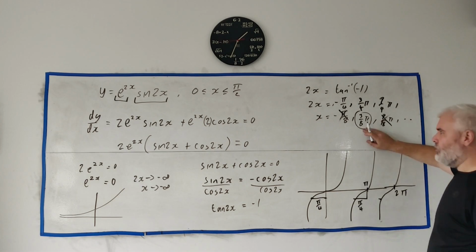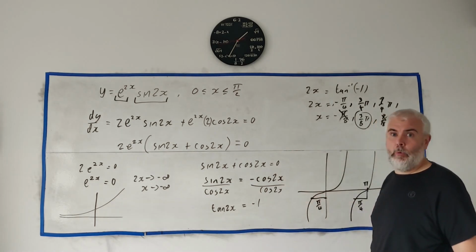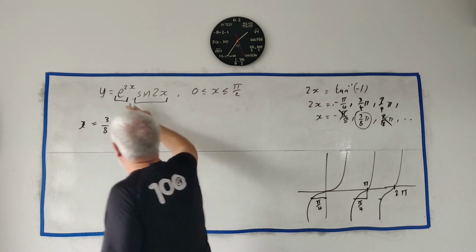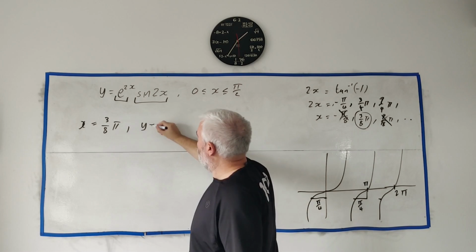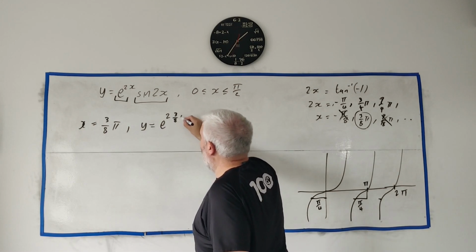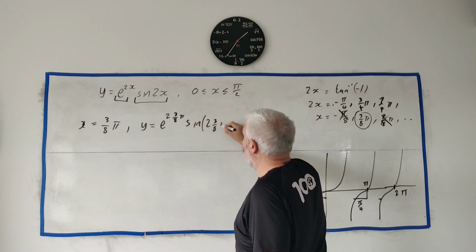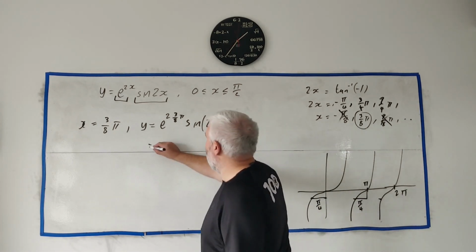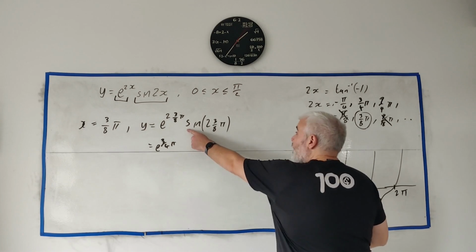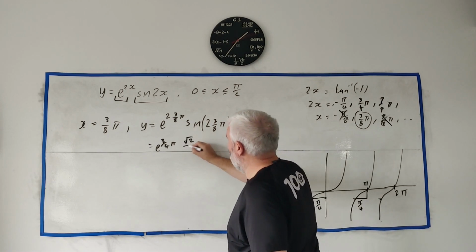But we didn't just want the x number. We want the whole coordinates. Let me clean the board, make a little bit of room, and we'll find out what y is. So we know x is equal to 3/8 pi. y is written right up here, and y is equal to e to the power of 2 times 3/8 pi multiplied by sine of 2 multiplied by 3/8 pi. We can clean a lot of this up. This is equal to e to the power of 3/4 pi, sine of 3/4 pi. Put that into a calculator, and we get the square root of 2 over 2.